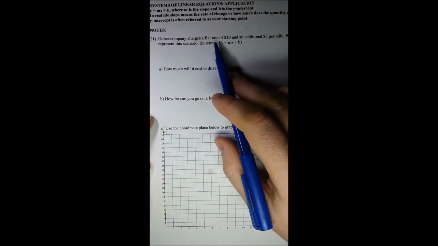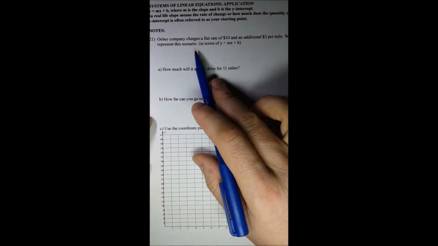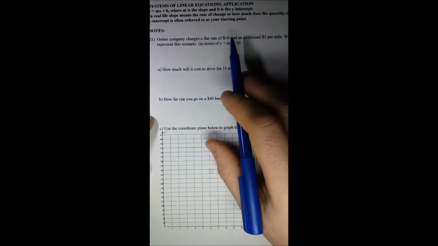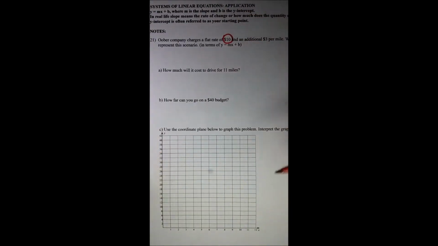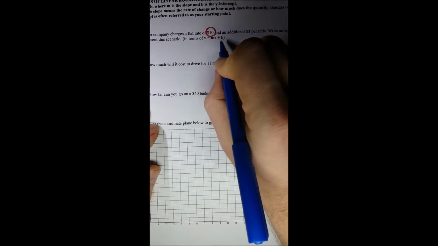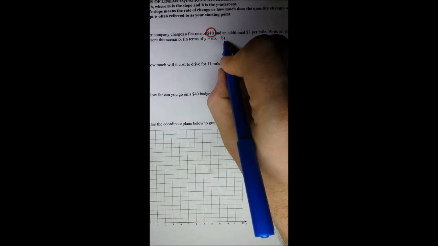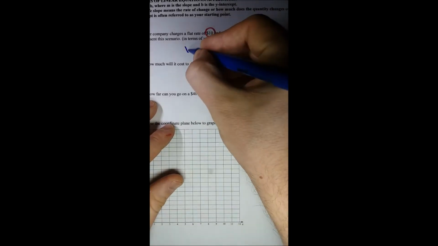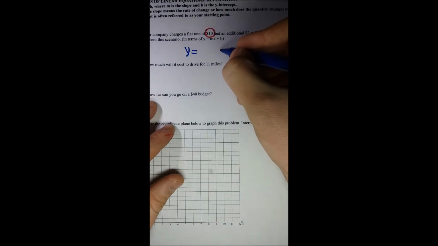Example 21. Uber company charges a flat rate of $10 and an additional $3 per mile. Write an equation to represent this scenario in terms of y equals mx plus b. Now, if the flat rate is $10, that means that, see, it's a B. It's your starting point. You start at $10. You call Uber guy, and it tells you, okay, well, just because I got here is $10. So you know it's going to be y equals something plus 10. It's your starting.